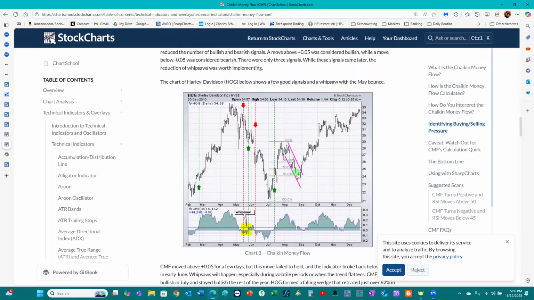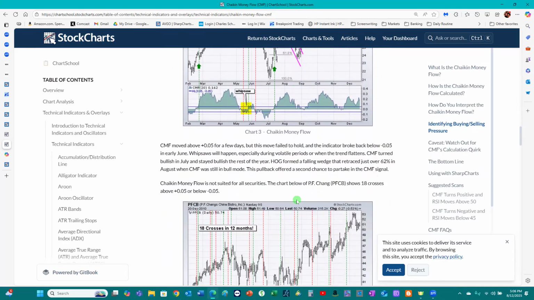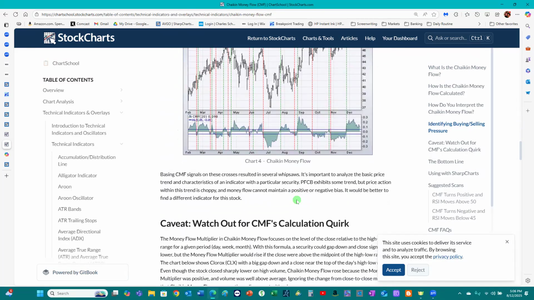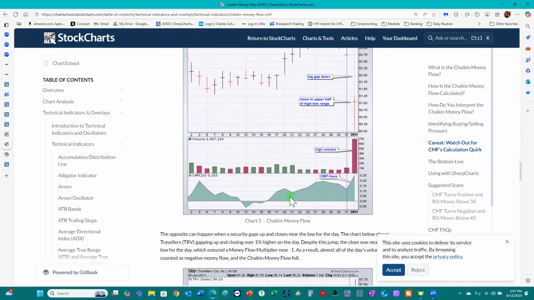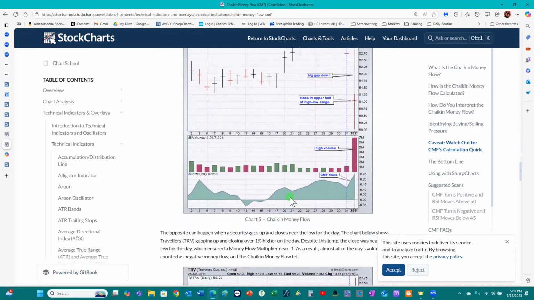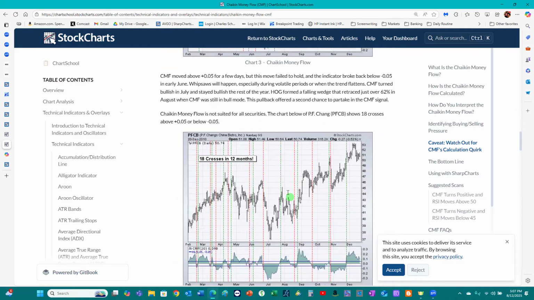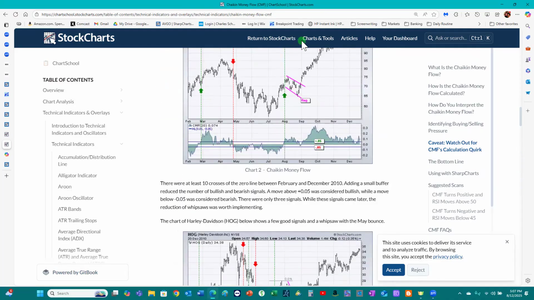Here's an even steeper pullback. And again, money flow stayed above zero in that case. So that's a really good way to use it. They actually work really well together, side by side. And you can get any of this on StockCharts. Just go to the ChartSchool if you want to learn about any indicators.